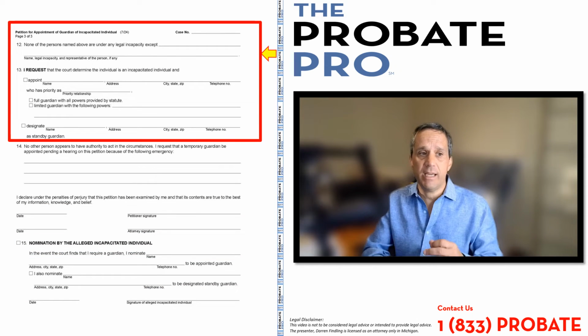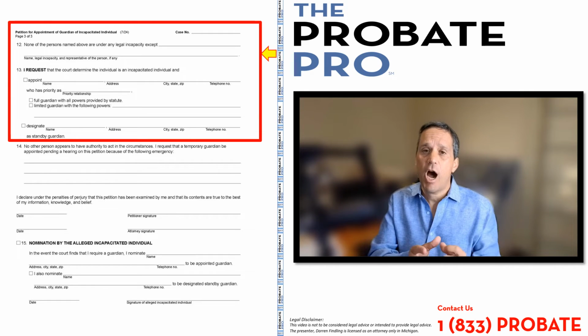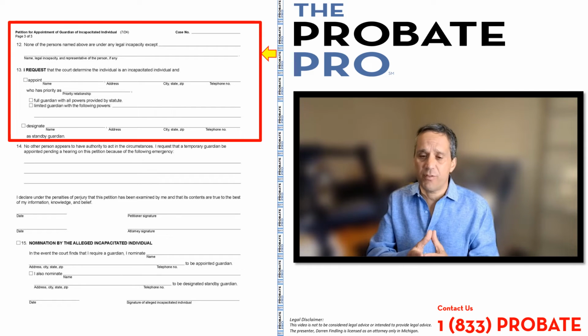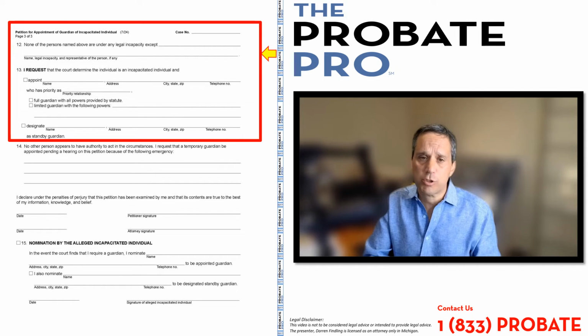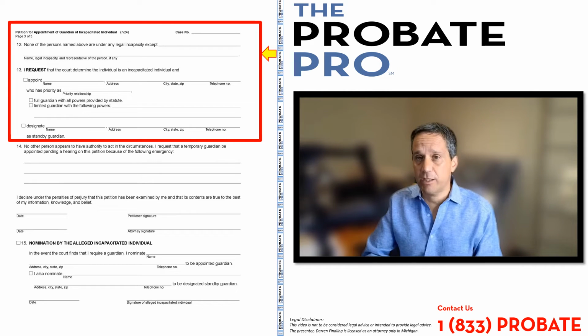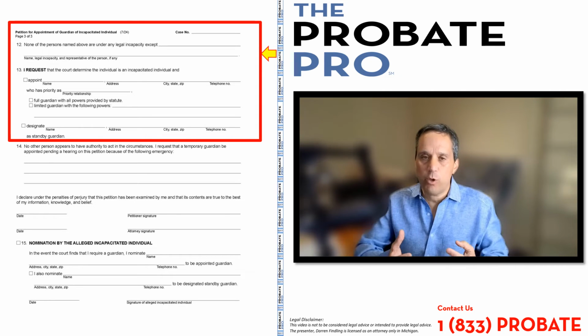And page 3, it identifies if any of the people that were identified above are legally incapacitated. Are they also under guardianship? Are they a developmentally disabled person? So the reason for this is that if those people are also under legal disability, there's certain rights afforded to those people as it relates to notice. Paragraph 13 is the request. What are you asking of the court?